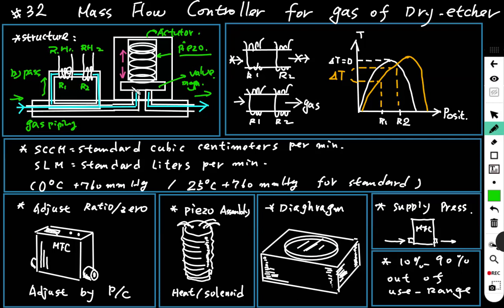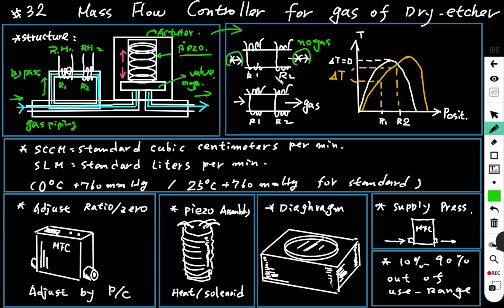So this is the etcher valve, the control valve to control the mass flow. This part is a sensor to sense the mass flow to reach our set point. The principle is like this. If there is no gas flow.